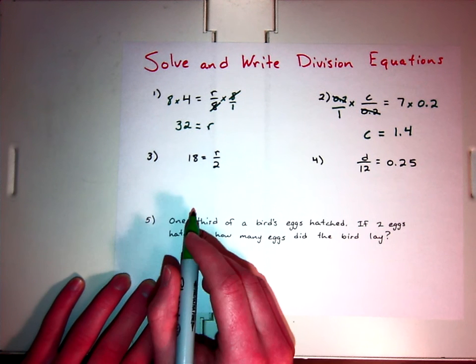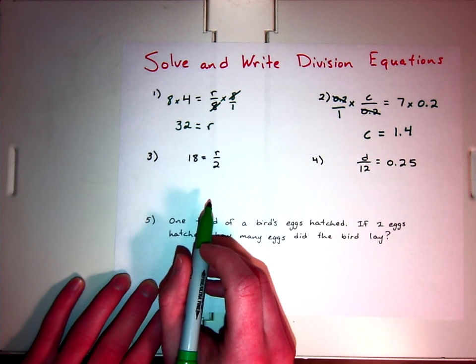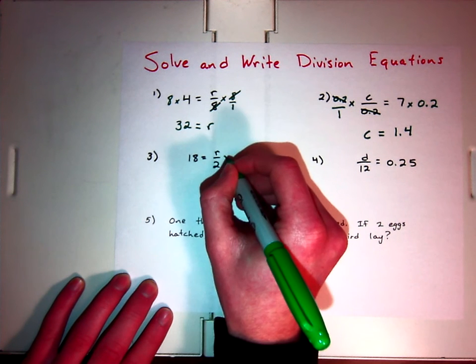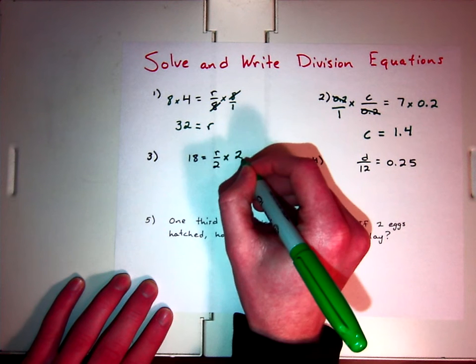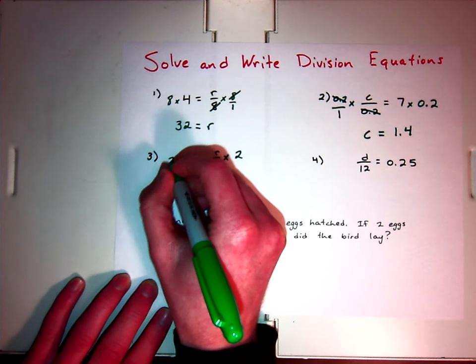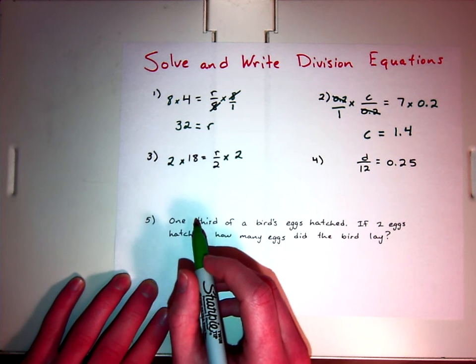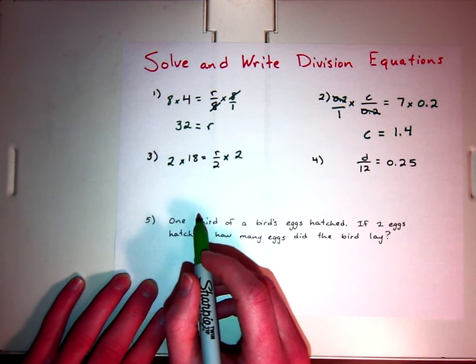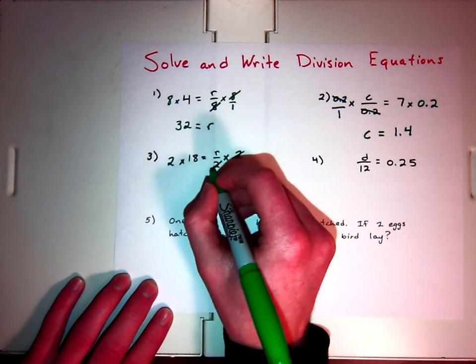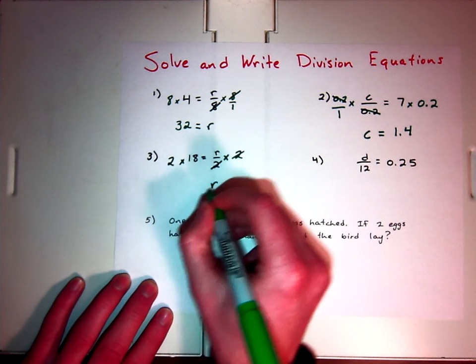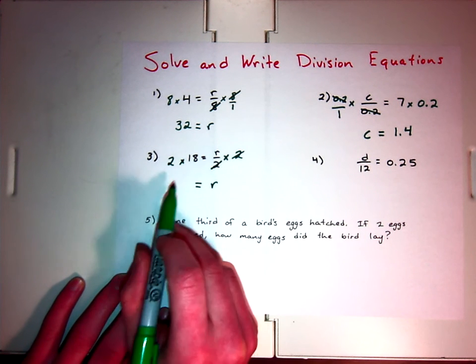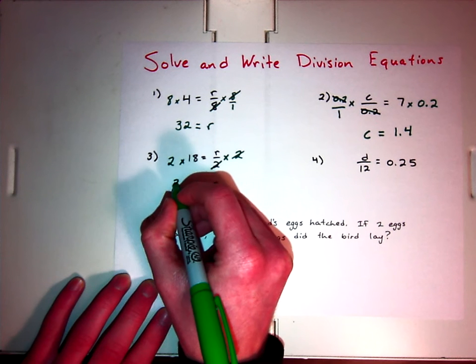For number 3, I see that R is being divided by 2, so I need to do the inverse operation, and I multiply it by 2. I do it to both sides because that's what we need to do. You always do the same thing to both sides. So these 2s are going to cancel out. That's going to get us just R. 2 times 18 is 36.